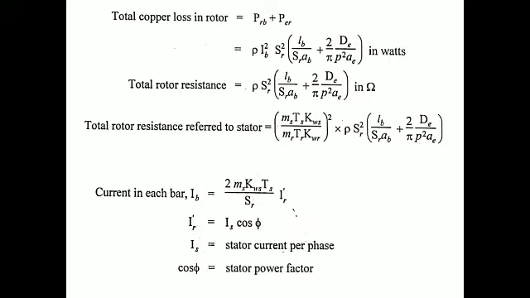The final equation, the total rotor resistance, is nothing but rho S square, multiplied by LB divided by SRAB, plus 2 by pi DE divided by P2 into AE. This resistance value is not to be treated individually. We need to shift it to the stator part in the equivalent circuit, so shift this rotor resistance to the stator by referring it.